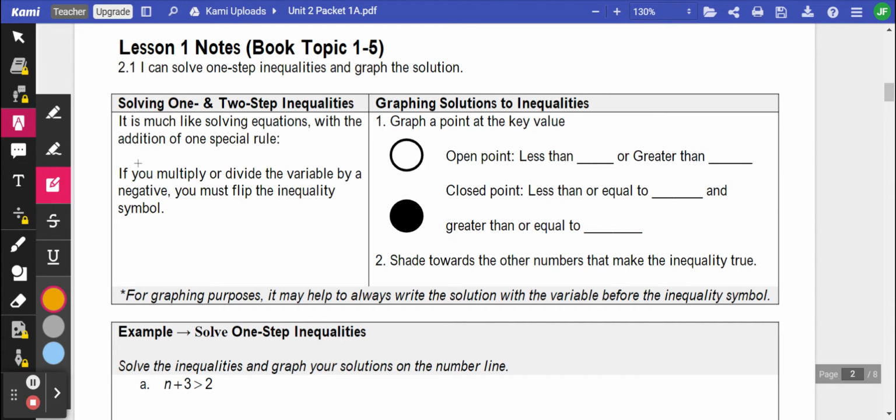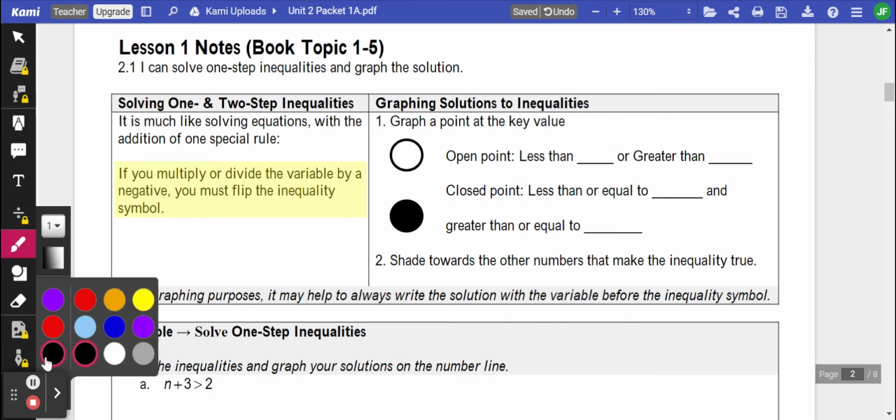So you'll see on the left side, solving one and two-step inequalities is much like solving equations with the addition of one special rule. And that is the one thing that students tend to make mistakes on. If you multiply or divide the variable by a negative, you must flip the inequality symbol. Okay, one key rule that we need to remember.